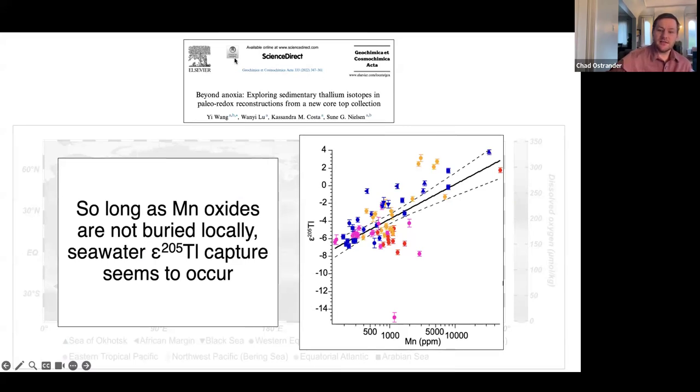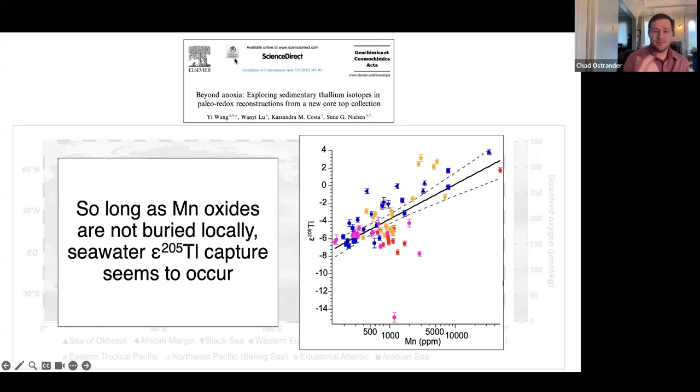And you really see what I think is a pretty coherent trend between manganese contents and thallium isotopes. So this just really shows you that thallium really only cares about manganese oxides. These upwelling zones have oxygen in the bottom waters, but they're really productive, and so you get a lot of organic matter into sediments.